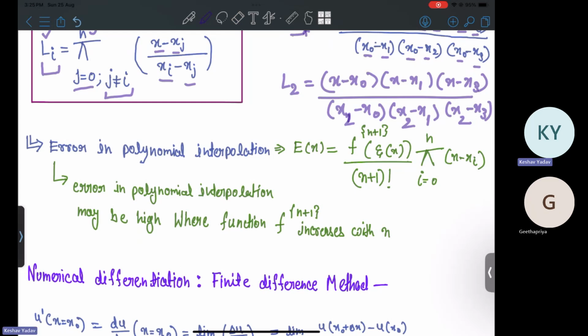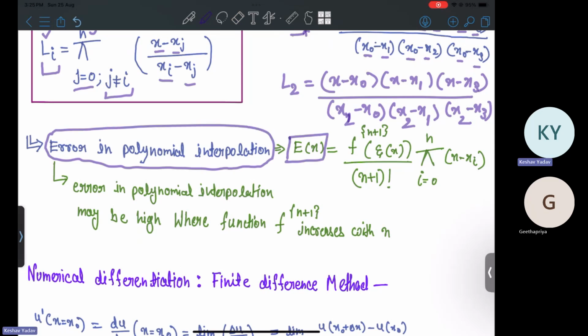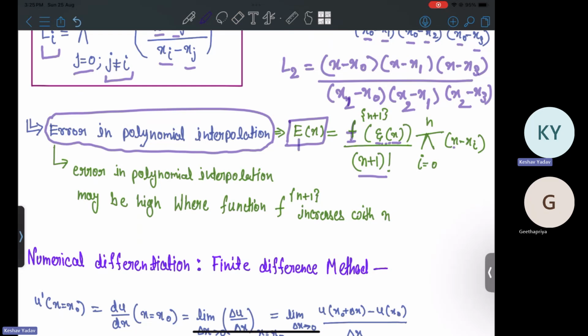Okay. If we are doing polynomial interpolation, there will be some error involved. Suppose I want to represent some function f as an interpolating polynomial, then this error will come as the nth derivative of f at some point xi in that interval, divided by n factorial, times the product for i from 0 to n of x minus xi. So from here we can see this error is proportional to the function's (n plus 1)th derivative.